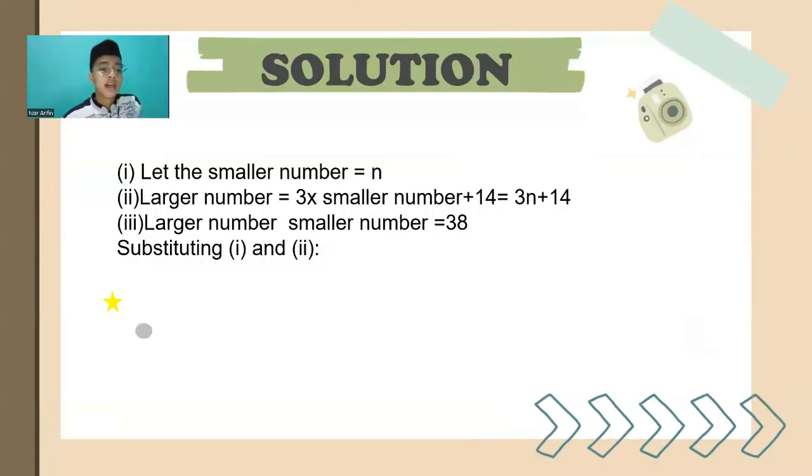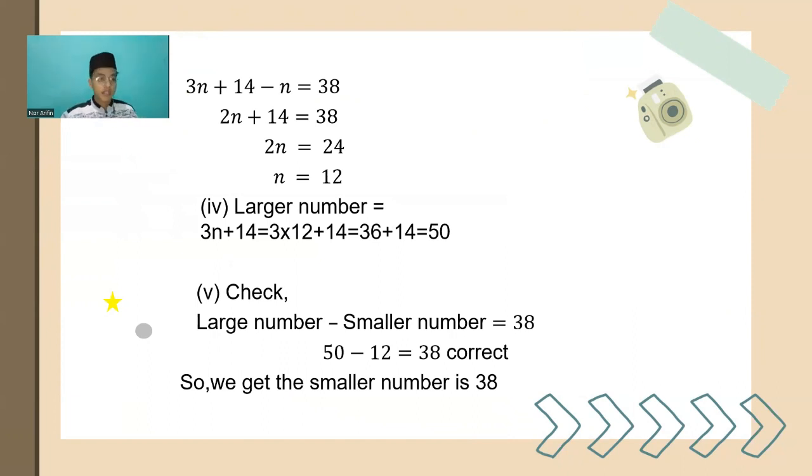The solution is: let the smaller number be n, and the larger number is 3 times the smaller number plus 14, which is 3n plus 14. And the larger number minus the smaller number is 38. And we get 3n plus 14 minus n is 38.